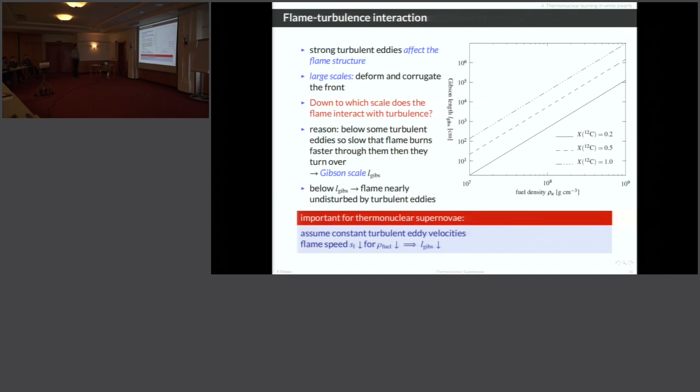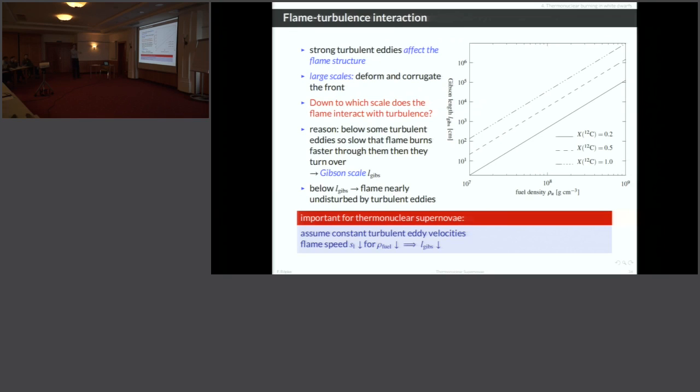So if we assume constant turbulent eddy velocities, then of course we have, as we stated before, that the laminar flame speed decreases for lower fuel densities, and that means that the Gibson scale will become smaller and smaller. So if we go to lower fuel densities, as will happen as we propagate with the flame from the center of the white dwarf outwards, and as the white dwarf expands, the fuel density will drop, the flame speed will become lower, and therefore the Gibson scale will become lower. And this is actually illustrated here.